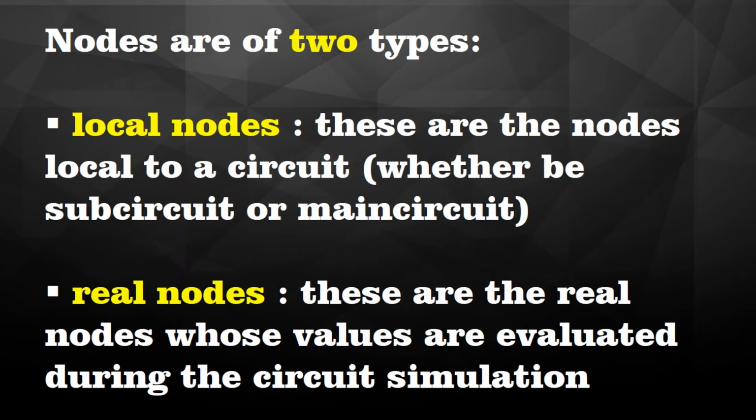As such, the local node names have nothing to do with the real node names. Only the order of functionality of the nodes matters. Thus, when invoking subcircuits inside the main circuit, the order of the functionality of the nodes needs to be kept in mind.